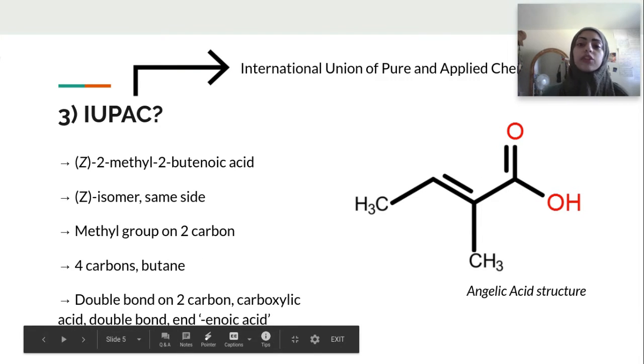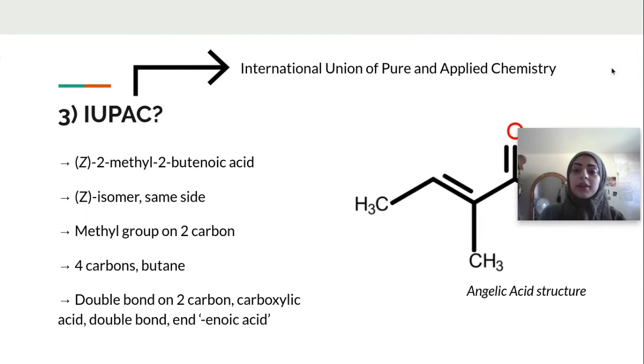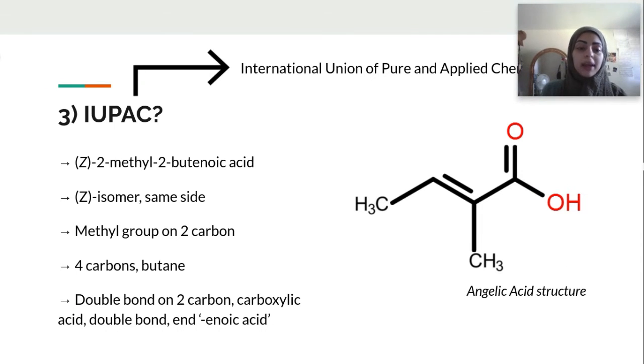So next is the IUPAC name. IUPAC stands for International Union of Pure and Applied Chemistry, and the IUPAC name of angelic acid is Z-2-methyl-2-butenoic acid. How I structured it, I broke it up into 4 parts. Starting off with the Z, there's a system called the EZ system, and it basically names the cis and trans isomers of a certain compound. So angelic acid is actually the Z isomer of 2-methyl-2-butenoic acid, the cis isomer of it.